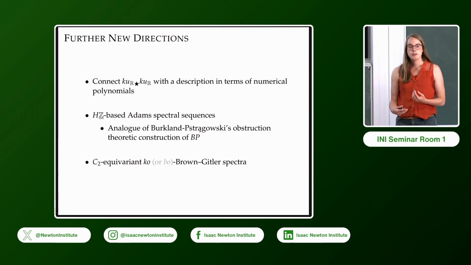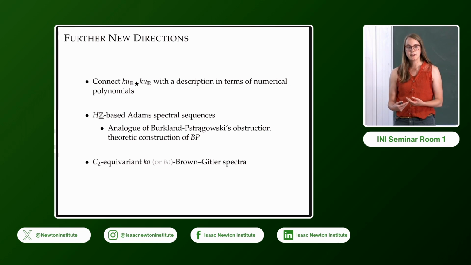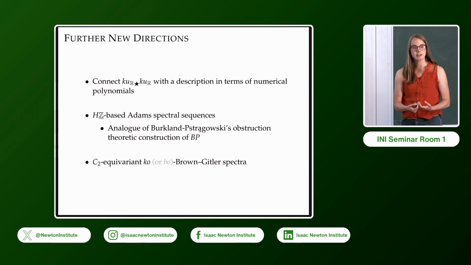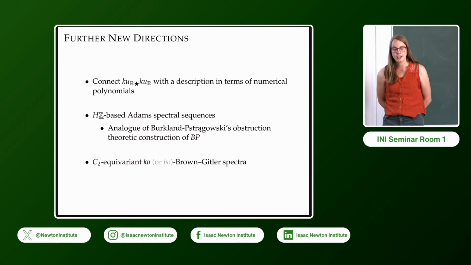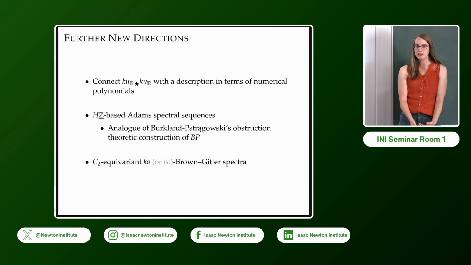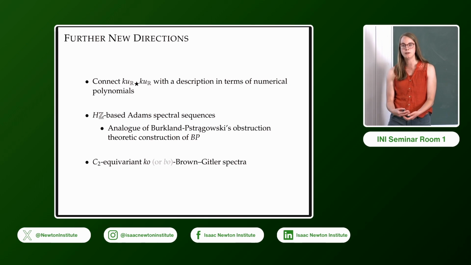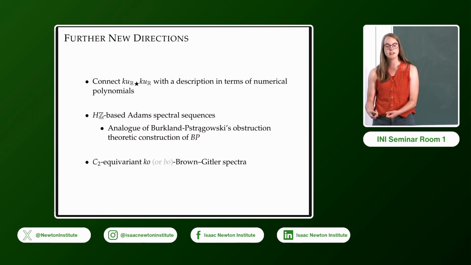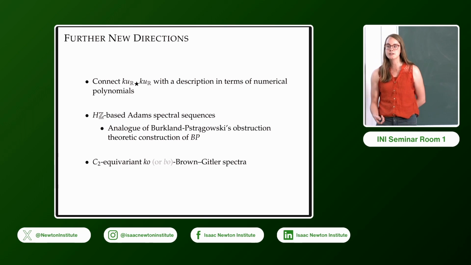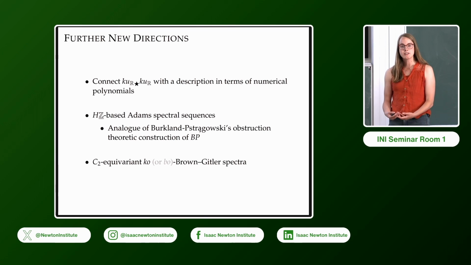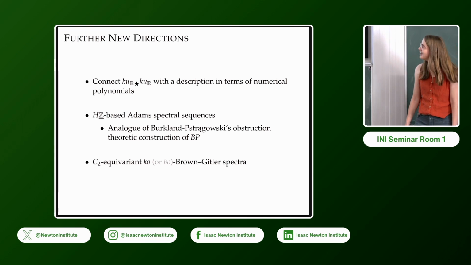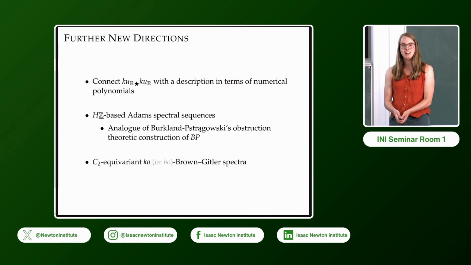And also the computations we do are some of the same as some of an obstruction theoretic construction of KO or BO Brown-Gitler spectra. So perhaps we'd be able to construct higher C2 equivariant Brown-Gitler spectra. But that approach also requires some analysis with the lambda algebra, so that may prove to be rather difficult. So not sure there.